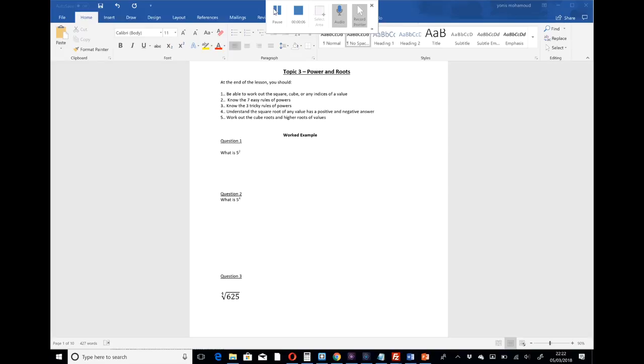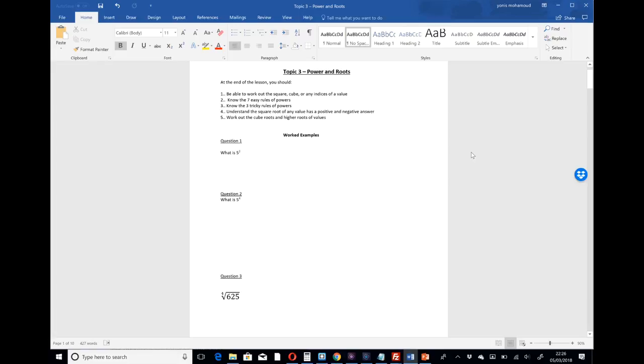So in this topic, I'm going to be covering topic 3, which is power and roots. At the end of the lesson, you should be able to work out the square, cube, or indices of any value, know the 7 rules of power, know the 3 tricky rules of powers, understand the square root of any value has a positive and a negative answer, and lastly, you should be able to work out the cube roots and higher roots of values.